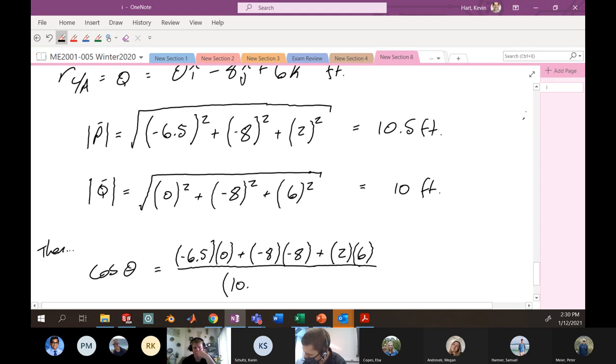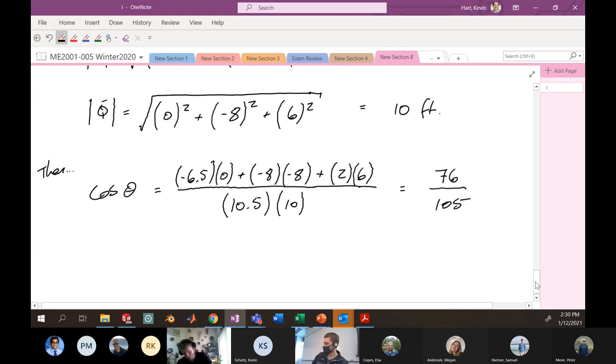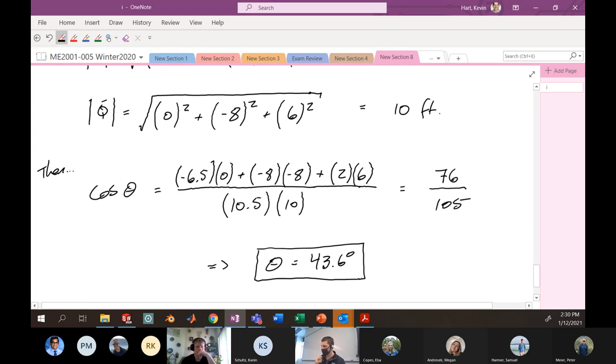On the denominator, I have 10.5 multiplied by 10. You work through the math here and get something like 76 on 105. Then do an inverse cosine to calculate that your angle theta between these two particular guy wires is 43.6 degrees. So a nice little technique there.